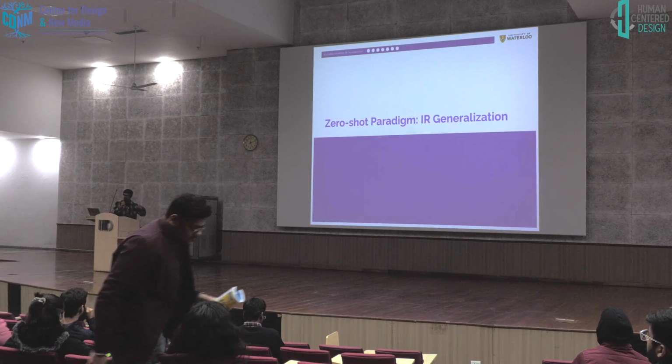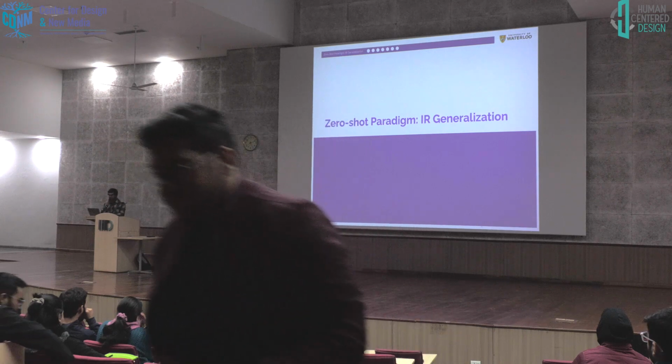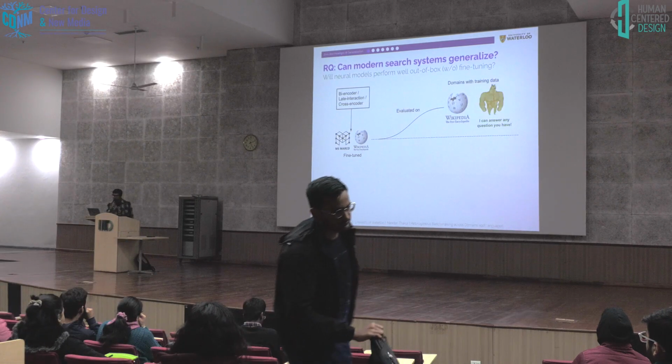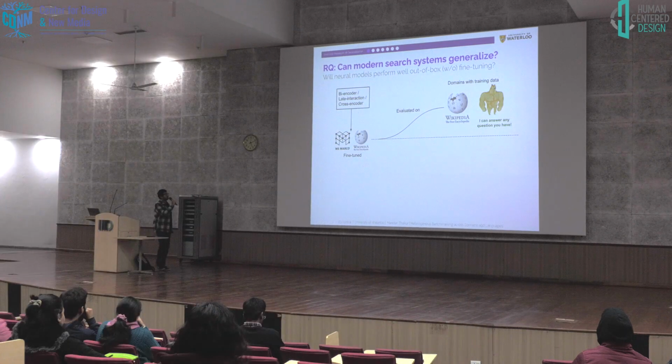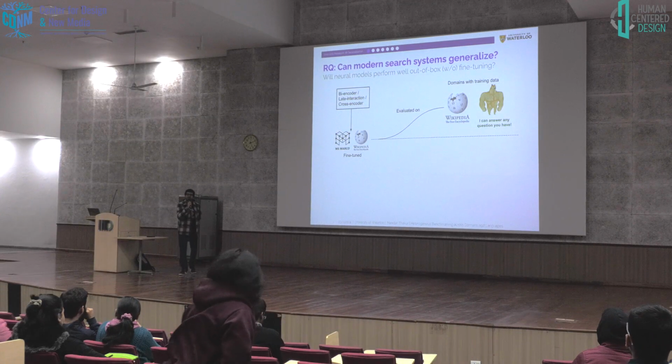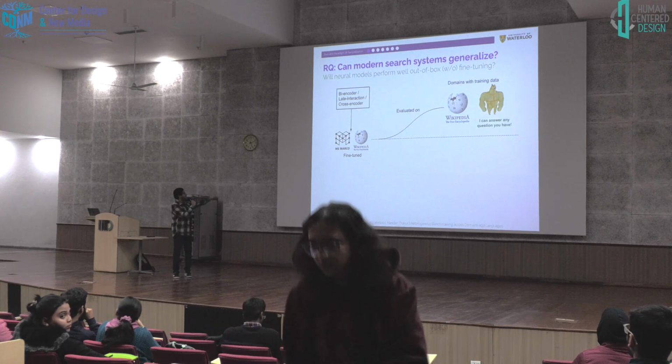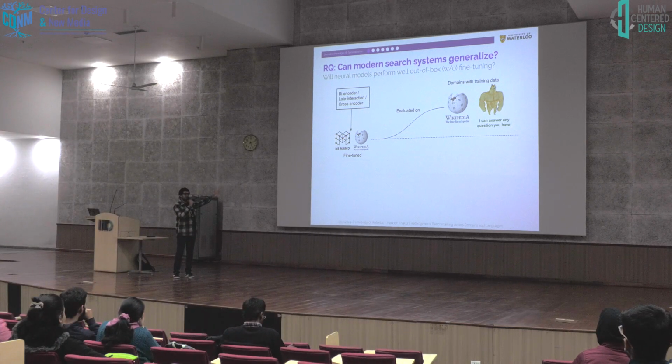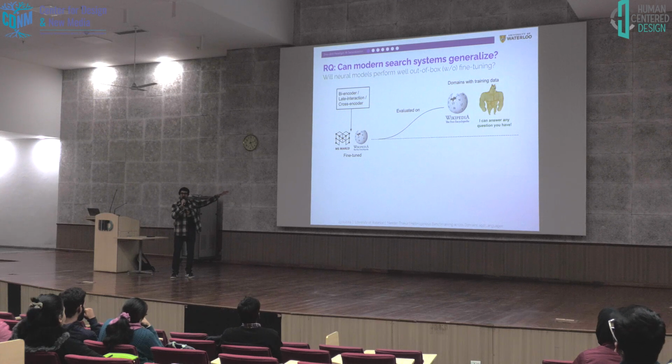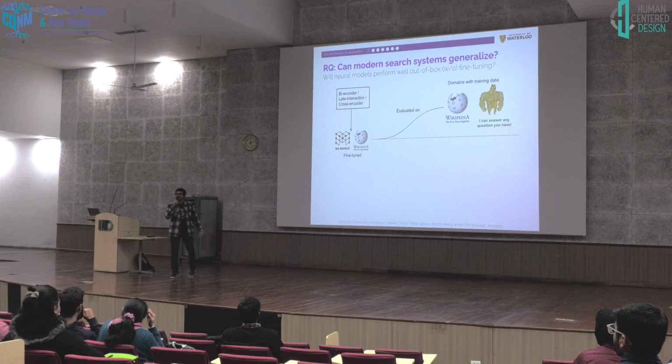So let me move now to the zero-shot paradigm. Let me talk about IR generalization. The research question we try to see is whether modern search systems will generalize. What typically has been there is you will have a BERT model or these different models which I talked about. They are usually fine-tuned or trained on a certain data set or a certain domain. For example, Wikipedia, if I take it as an example, and then they are evaluated on the same domain itself. So they are evaluated on Wikipedia, and in these cases the model does perform really well, so it can answer any question you have.